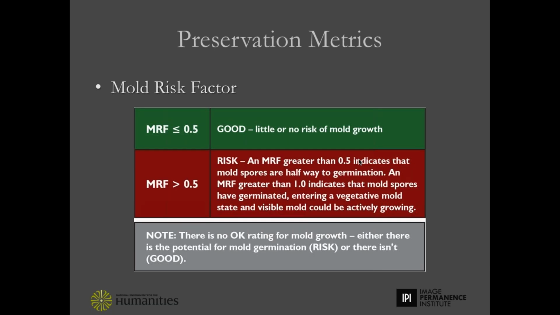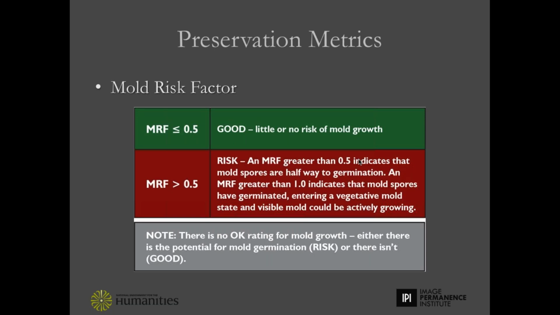This metric is based on the combined influence, again, of temperature and relative humidity, but on the germination rates of common mold species and the subsequent growth of mold. This metric is fairly binary, so there's no OK rating. You either are or are not at risk for mold. When you're at risk, the dew point calculator gives you a number of days until the possibility of mold germination.